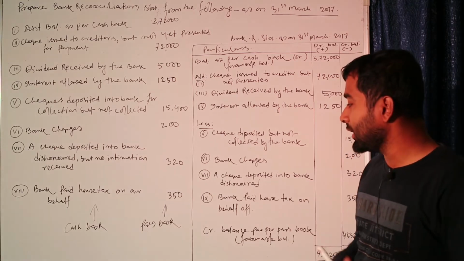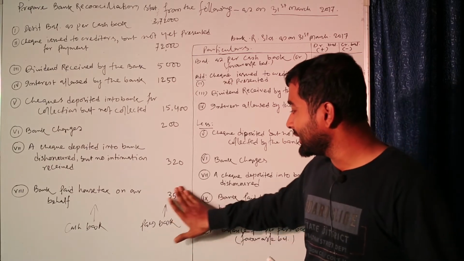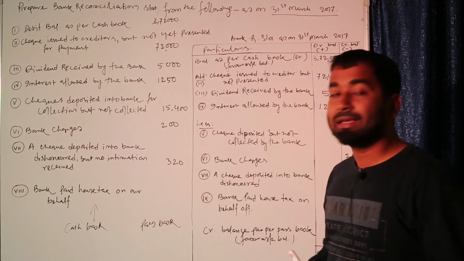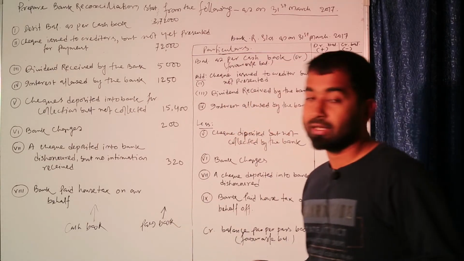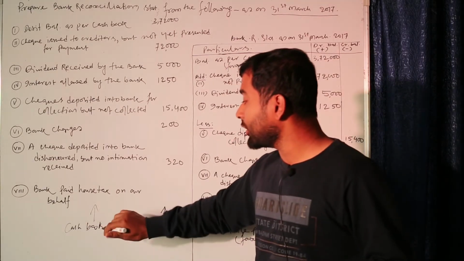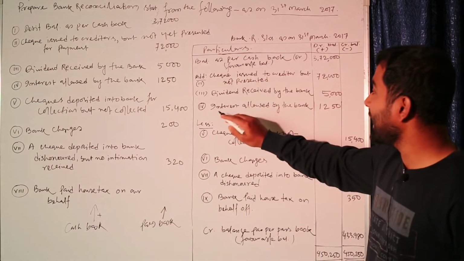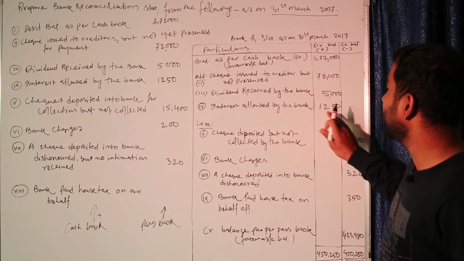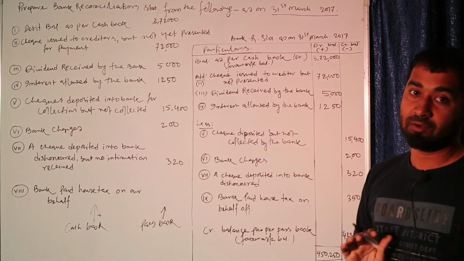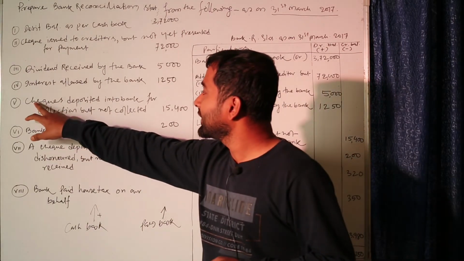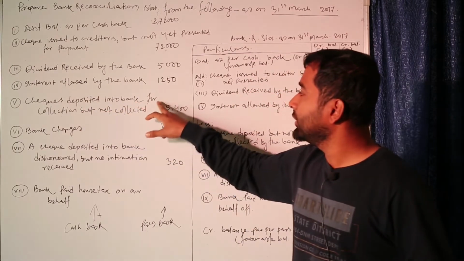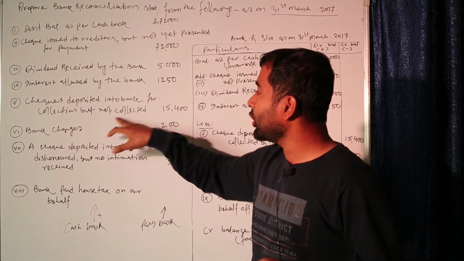So indirectly, when the passbook increased, when the bank gave interest to you, that passbook already increased. So what should you do? You also should increase. That's why in the add column, interest allowed by the bank 1250. I hope you understood. So point number 5, check deposited into bank for collection but not collected.